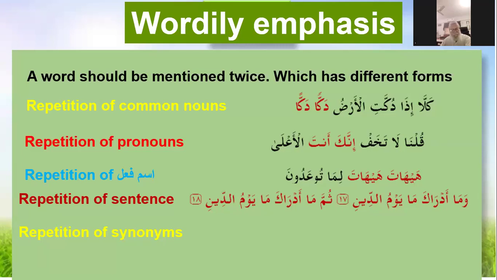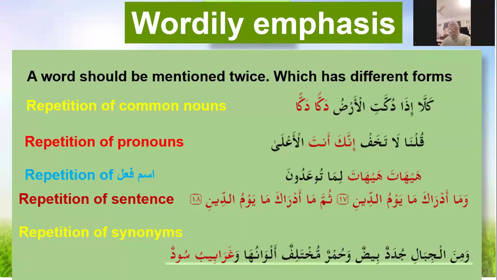Or the repetition of synonymous, equivalent words, just like وَمِنَ الْجِبَالِ جُدَدٌ بِيضٌ وَحُمْرٌ مُخْتَلِفٌ أَلْوَانُهَا وَغَرَابِيبُ سُودٌ. Now here, gharabibu sudun. Sudun is the same color. Just like bidun, humrun, mukhtalifun alwanuha are different colors, and gharabibu is the same as sud. Sud is black. So this is the style of repetition of the word.